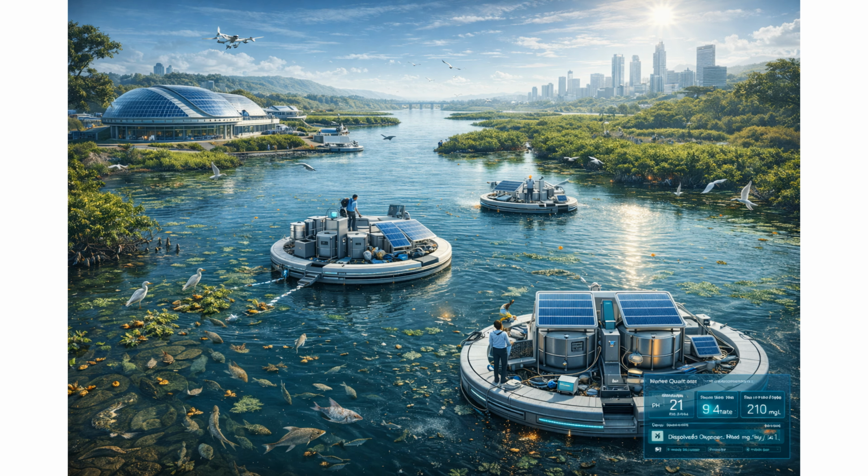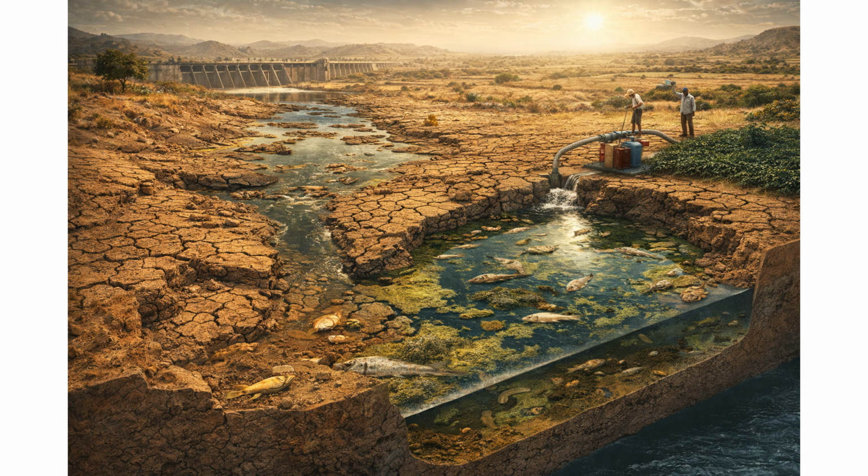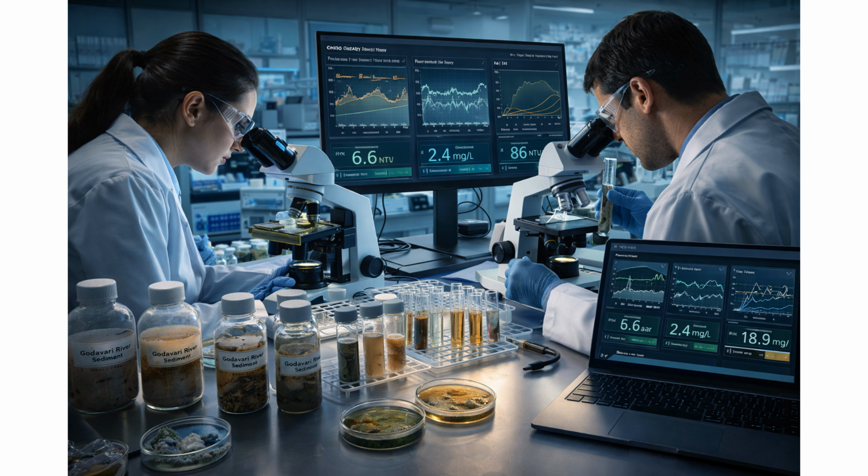The Godavari River is one of the most significant river systems in the Indian subcontinent, both geographically and culturally. Often referred to as the Dakshin Ganga or the Ganges of the South, it is the second longest river in India and plays a critical role in sustaining millions of people across several states.